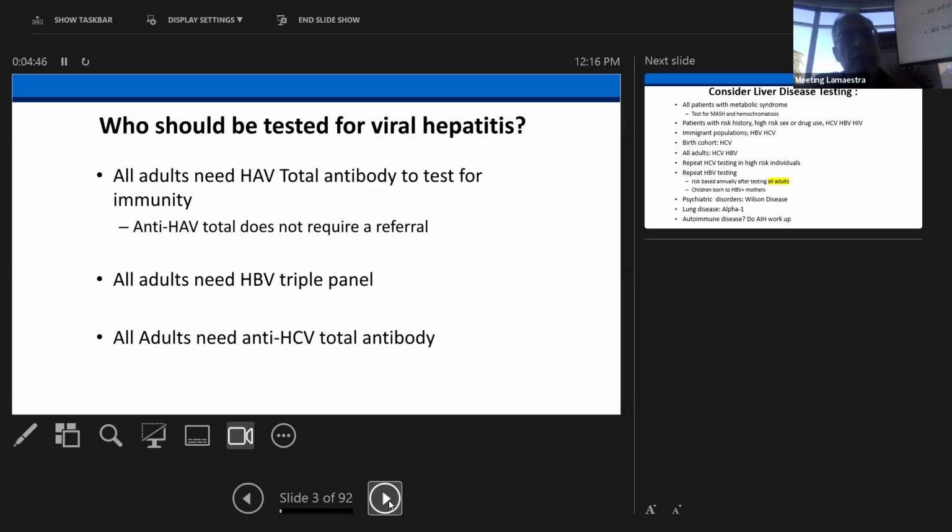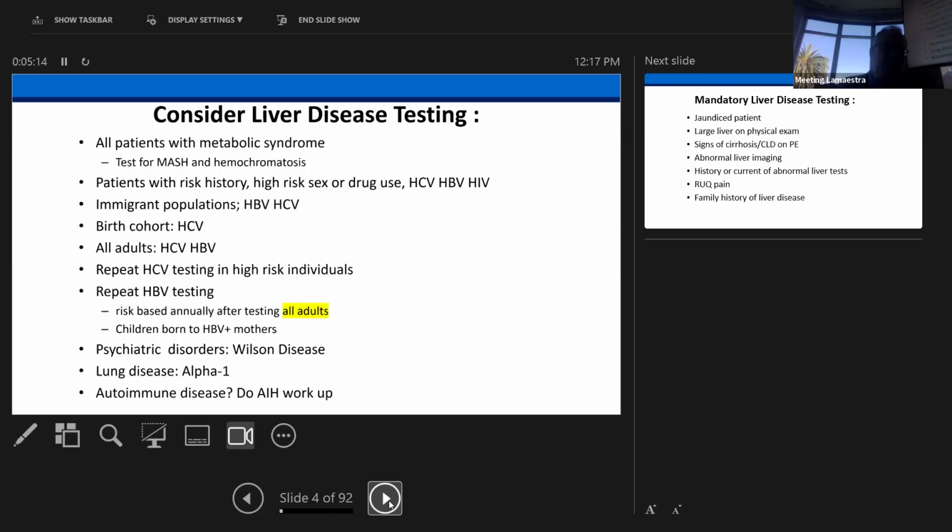So hepatitis A patients don't need to come to liver clinic unless they have evidence of acute hepatitis with high enzymes, plus or minus abnormal function. Hepatitis B we'll talk about, but anybody who is surface antigen positive should come to liver clinic. And hepatitis C, only if PCR is positive, they come to liver clinic. Is everybody clear on that? We're good? Okay. We're going to get back to hepatitis B in a moment.